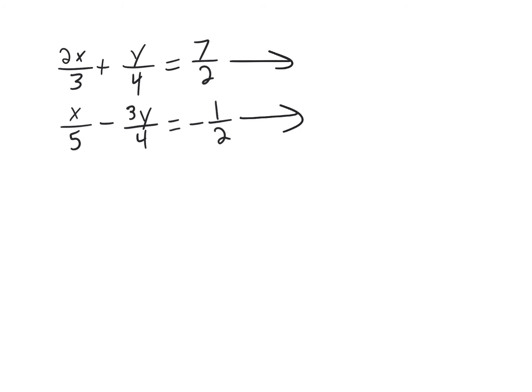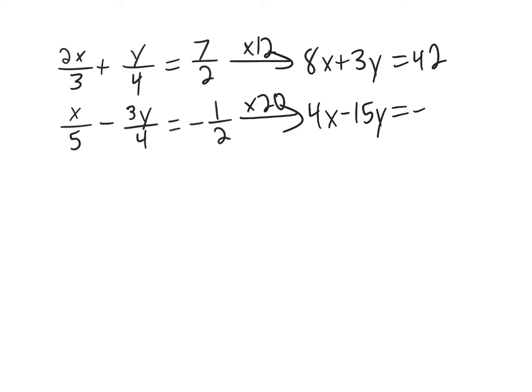So if I look at the top one, we have a common denominator of 12 between the 3, 4, and the 2. So times everything by 12. The bottom one, I'm going to times everything by 20. And this will eliminate all my fractions. I get 8x plus 3y equals 42. And then I get 4x minus 15y equals negative 10.